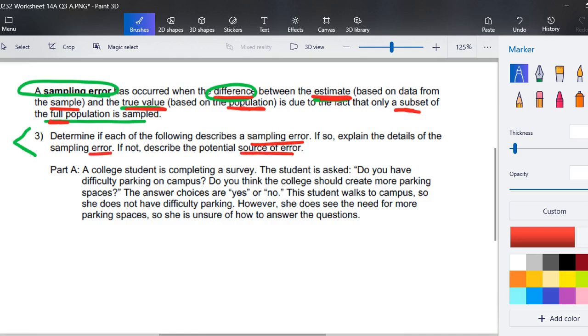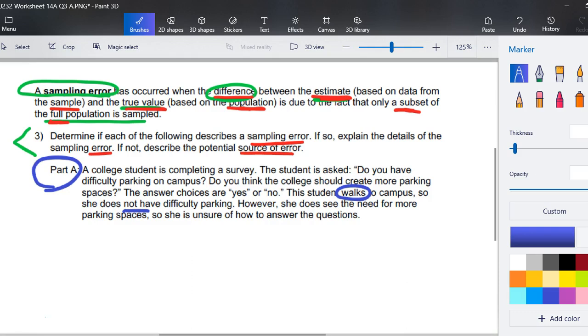In this one, it says a college student is completing a survey, and the student is asked, do you have difficulty parking on campus? Do you think the college should create more parking spaces? The answer choices are yes or no. The student walks to campus, so she does not have difficulty parking. However, she does see the need for more parking spaces, so she's really unsure how to answer the question. If you haven't paused and written down your thoughts on this one, you need to. Write down your thoughts and then come back and we'll talk about A, B, and C. Actually, there's D and E on question number 3.